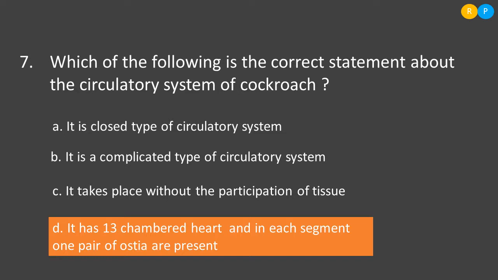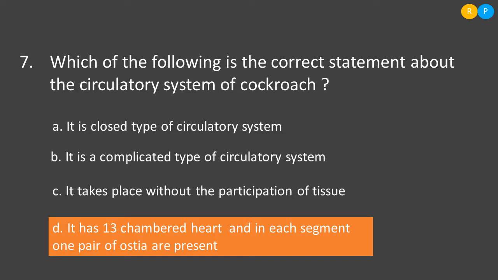Then option D, it has a 13 chambered heart and in each segment one pair of ostia is present. This is the right statement, because in the cockroach the heart is made of 13 chambers. It is formed by inverted funnel shaped segmental chambers. Each chamber except the last one has ostia, which open to the pericardial sinus, and it has an open vascular system.